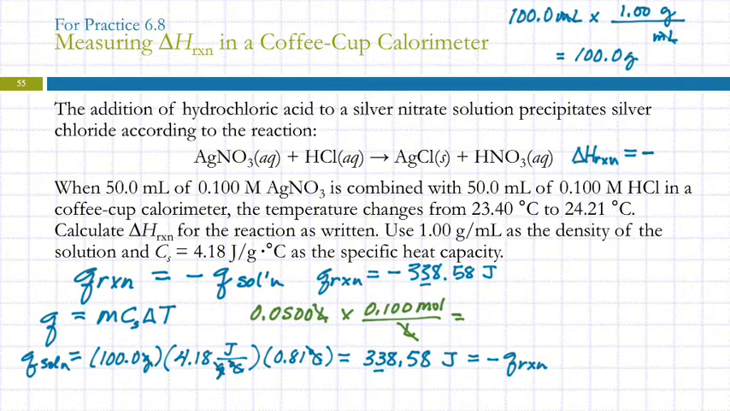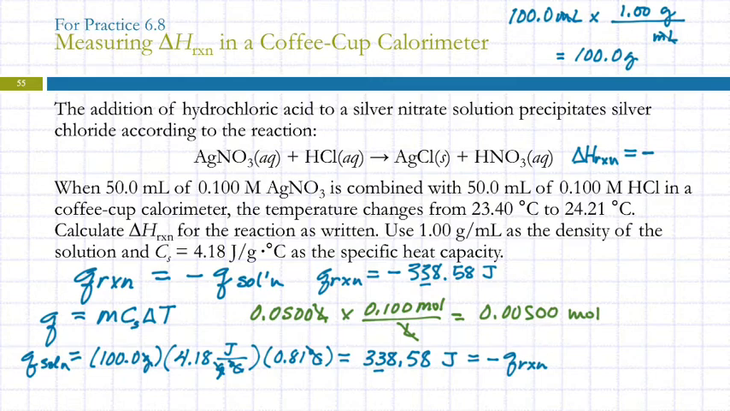So 0.1 times 0.05 is 0.005. But that actually has 3 significant figures because this had 3 and that had 3, so I need to throw some zeros on there. That's how many moles actually reacted. So I've got this amount of energy for this amount of moles.